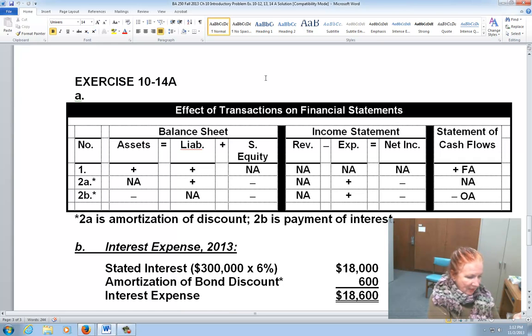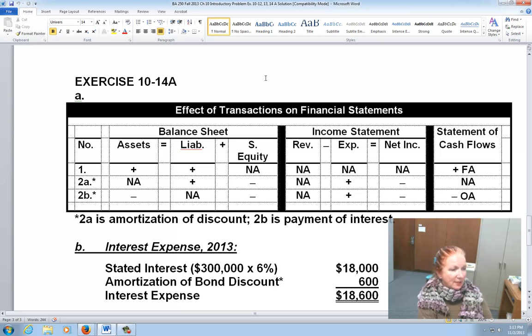Now, Brock Company issued $300,000 face value of bonds on January 1, 2013. The bonds had a 6% stated rate and a 10-year term. The interest is paid in cash annually, beginning December 31, 2013. The bond was issued at 98, so it's going to have a discount, and the proceeds will be less than the $300,000.